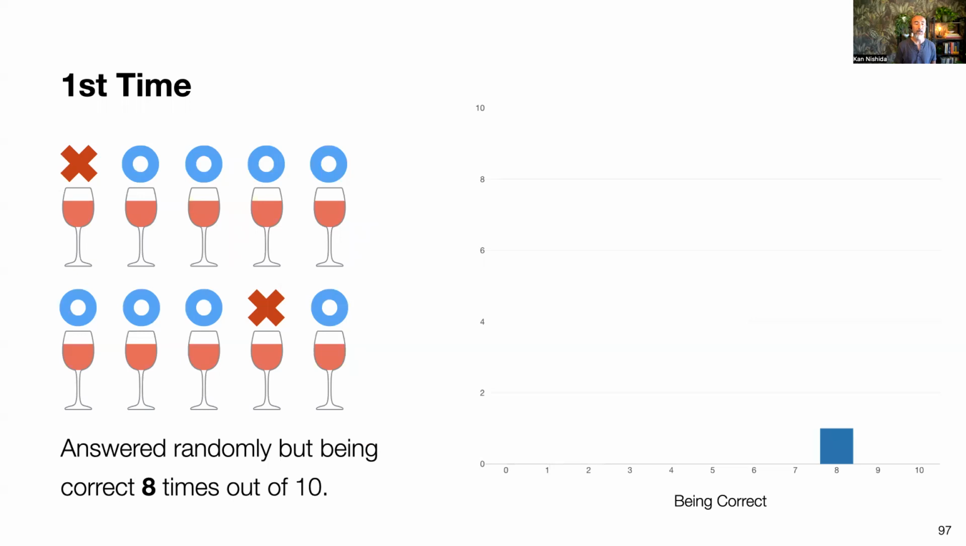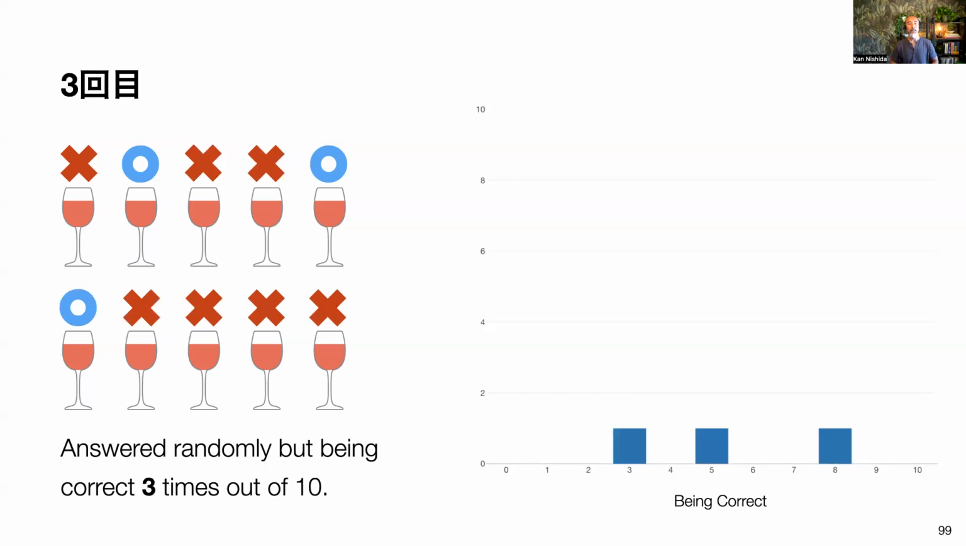So the first time you answer randomly and end up being correct 8 times out of 10. This happened just randomly; you don't know anything about the wine. On the right-hand side, I put the bar on the 8, because the x-axis is the number of times you're correct. Then I accumulate this block, sort of like block piling. The second time I got 5 times out of 10 correct.